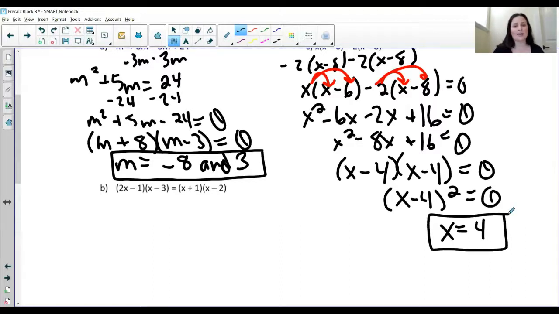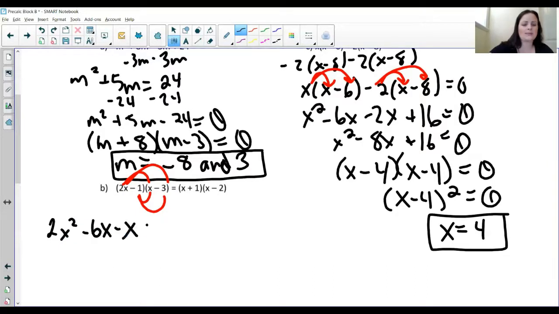Again, you set x minus 4 equal to 0 and solve for x. So here's another one. I'm going to, just for the sake of it, expand first and then move things from one side to the other. There's no right or wrong on this. So I'm going to multiply this one with this one with this, this with this, this with this. Okay, and I'm going to get 2x squared minus 6x minus x plus 3 equals.